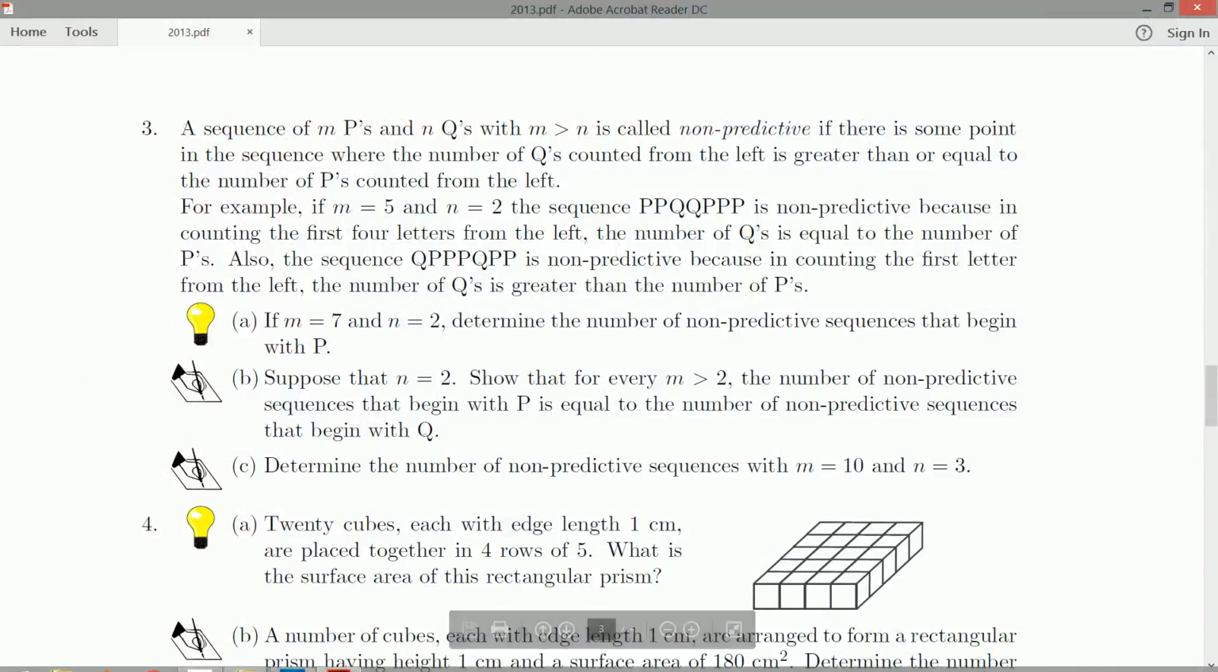We still need to write this one up. Determine the number of non-predictive sequences with m equals 10 and n equals 3. Okay.